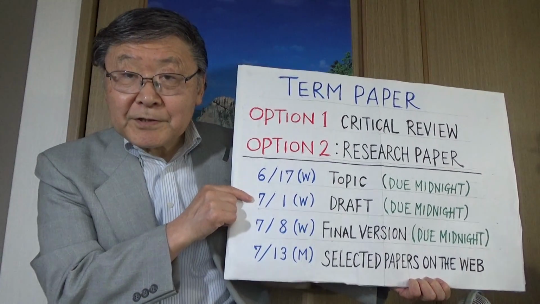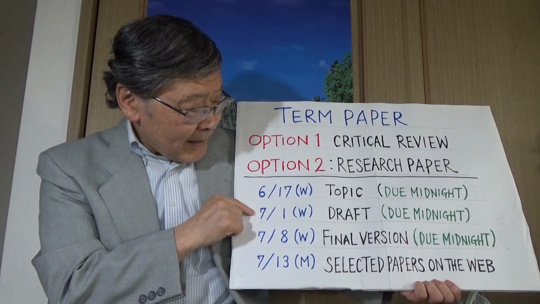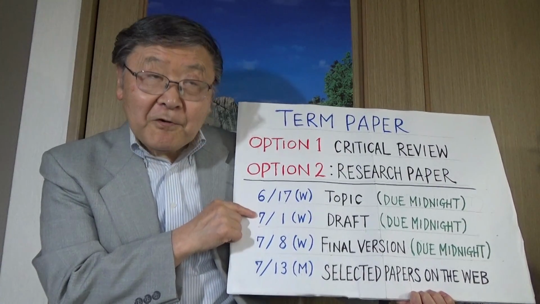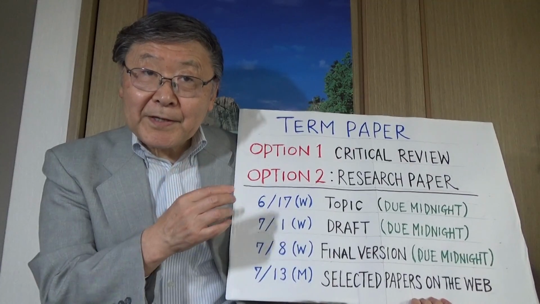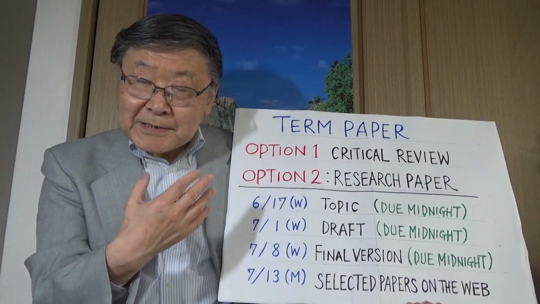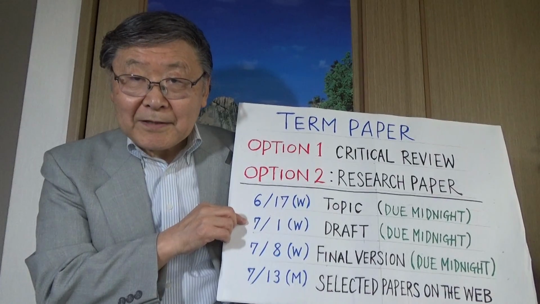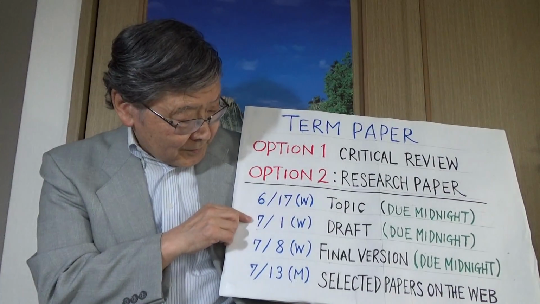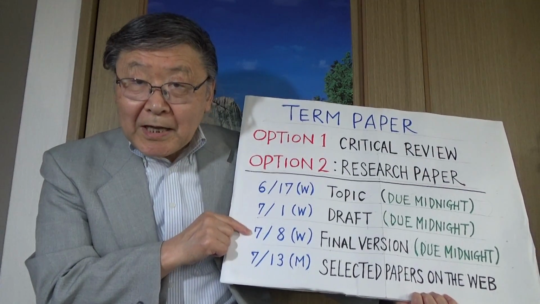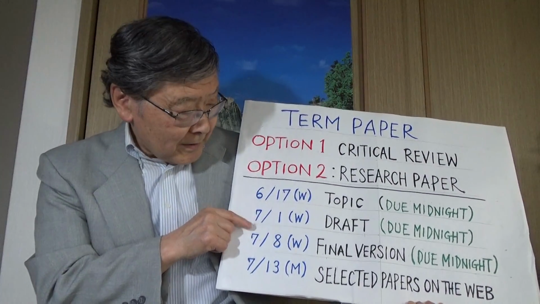By July 1st, you have to submit the first draft, and due time is midnight. The format and the length of the draft can be seen in the typical students' term paper already posted on the course website. So you have to check out on that. By July 8th, you have to submit the final version. So you have only 1 week.